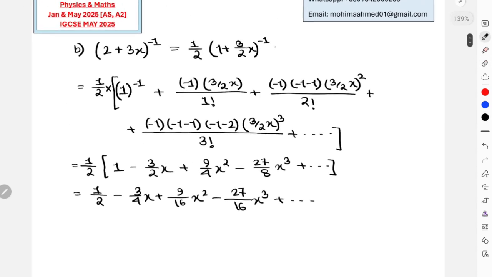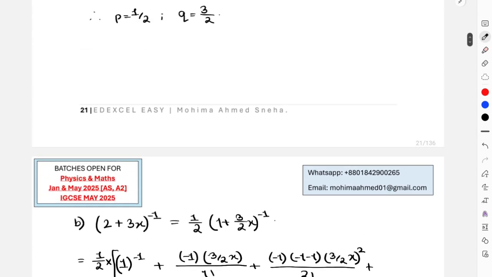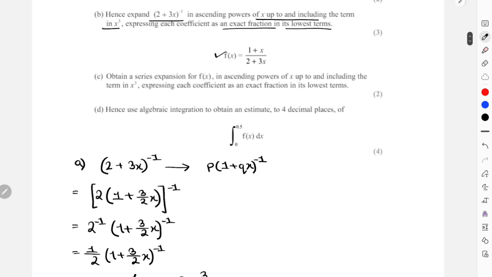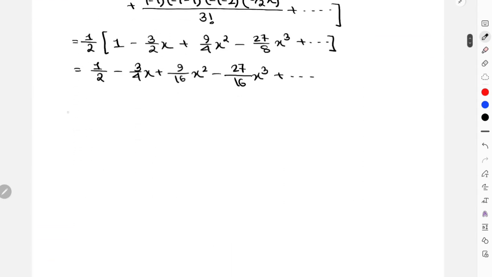Other than that, no other calculations are needed. We have expanded and kept every coefficient as the simplest fraction. This was it for part B. For part C now, it says that for this function, obtain a series for f(x) in ascending powers of x up to and including the power 3. Now over here it was 1 plus x.